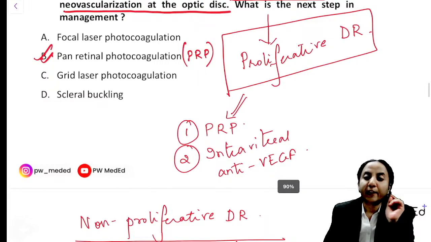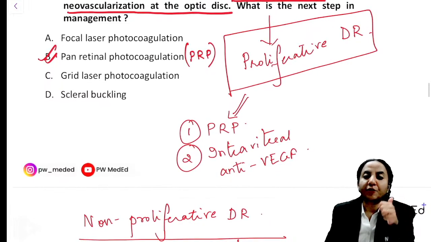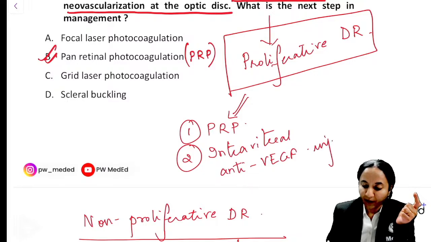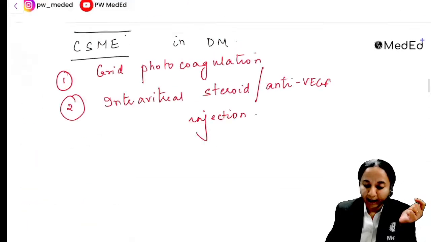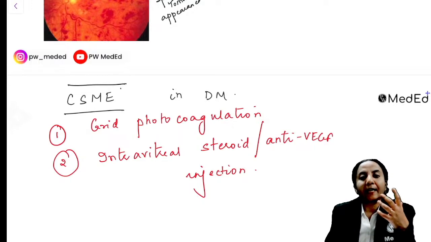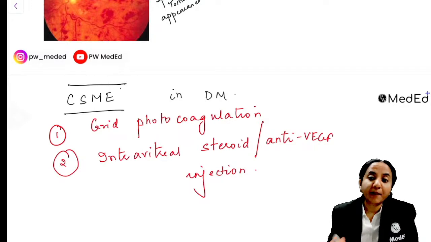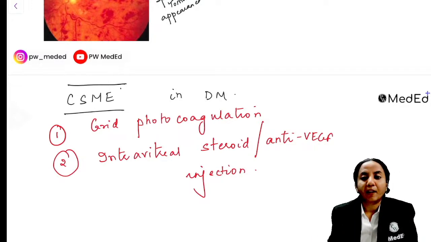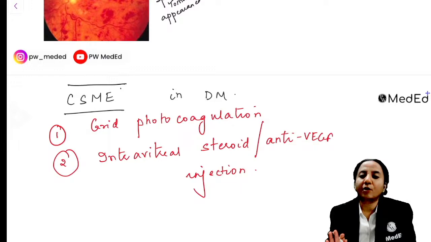For PDR, that is proliferative diabetic retinopathy, the treatment is pan-retinal photocoagulation and intravitreal anti-VEGF injection. And for diabetic maculopathy or clinically significant macular edema, it is laser, but this laser is called grid photocoagulation. Along with that, intravitreal steroid or intravitreal anti-VEGF injection. Please memorize this very, very well, because the exam asks something from exactly this, going around and around.